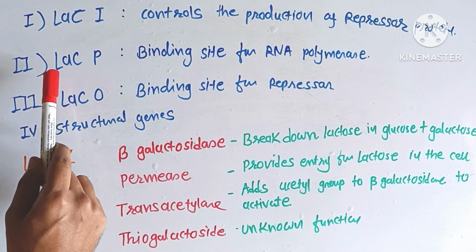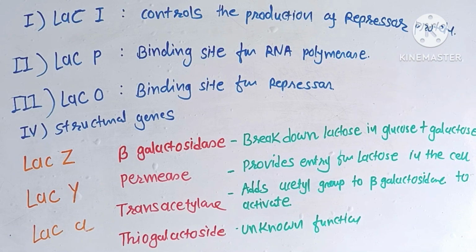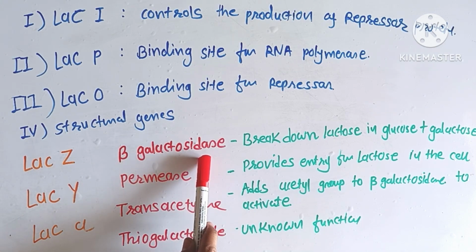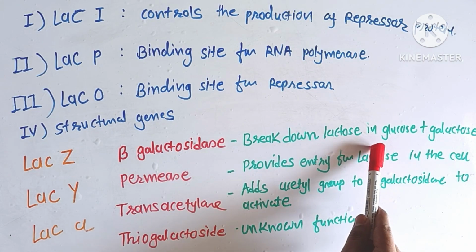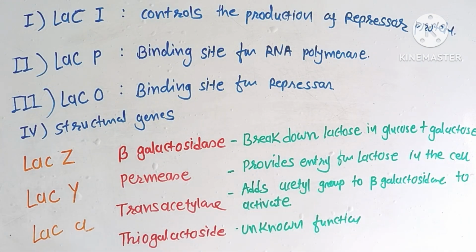Before that, focus on all these functions. Then the third element, structural genes. We discussed Lac Z, Y, and A. These are the structural genes. These genes code for enzymes, and these are the functions of these enzymes. First, the Lac Z gene codes for the beta galactosidase enzyme, and what is the function of beta galactosidase? Breakdown of lactose into glucose and galactose.